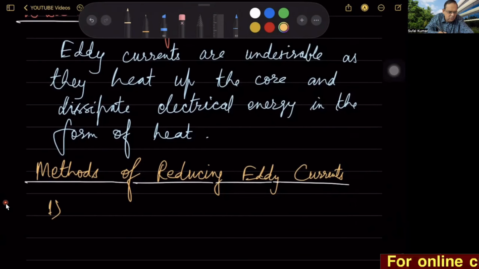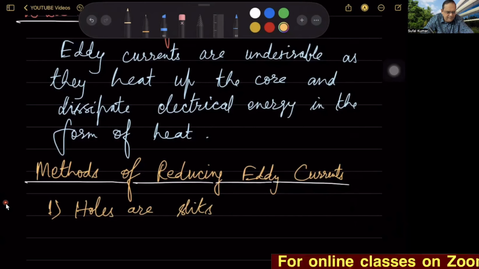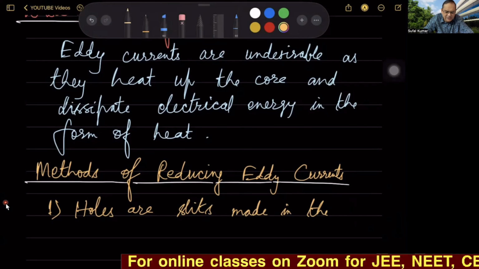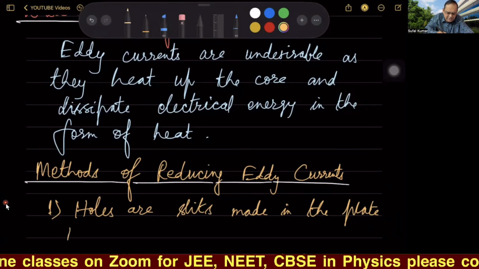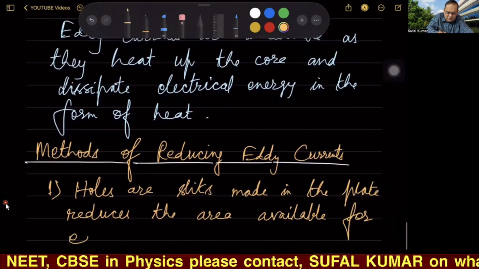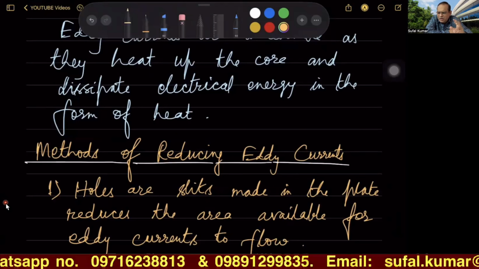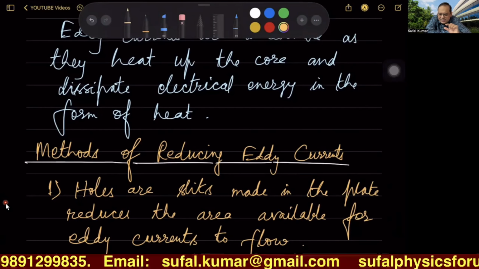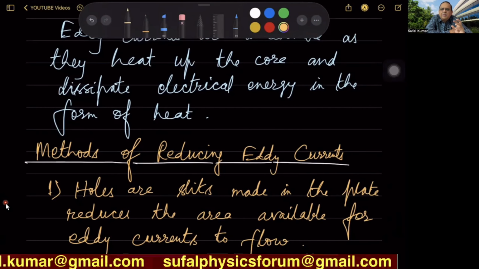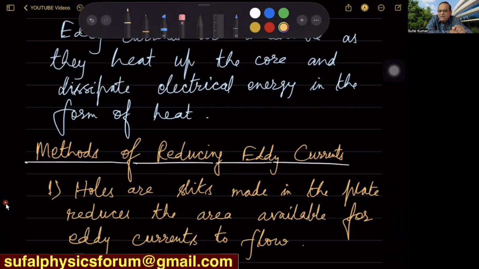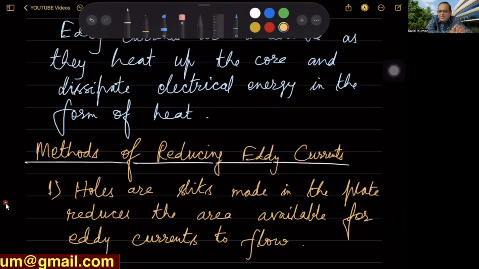Number one, holes or slits made in the plate reduce the area available for eddy currents to flow. If in the core some holes and slits are made, whatever magnitude of eddy current is generated, some currents will be passing across the holes, hence reducing.